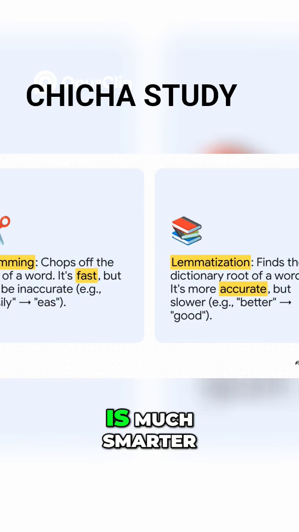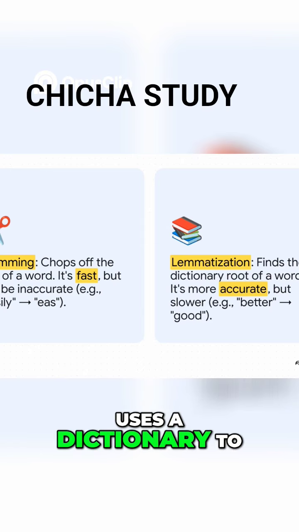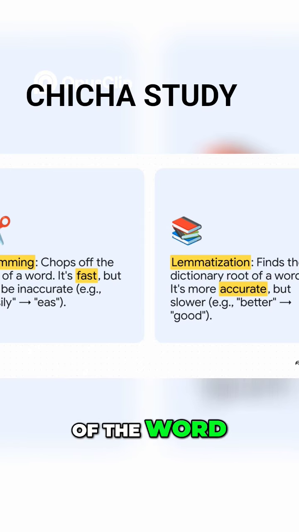Lemmatization, on the other hand, is much smarter. It is a bit slower, yeah, but that's because it uses a dictionary to find the actual root of the word. So it knows that the root of better isn't bet, it's good. Pretty clever.